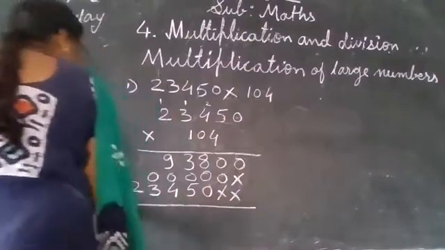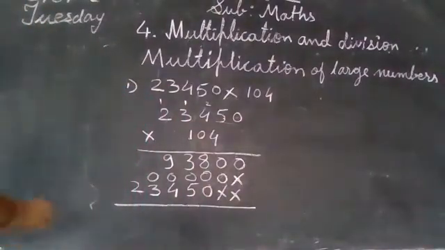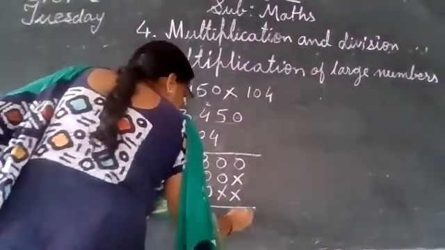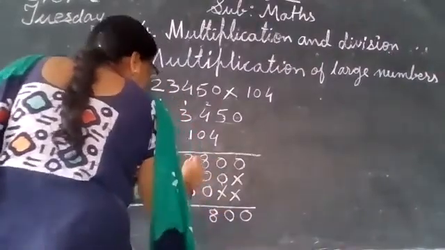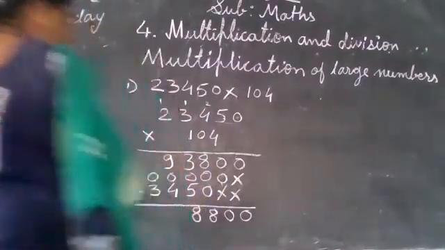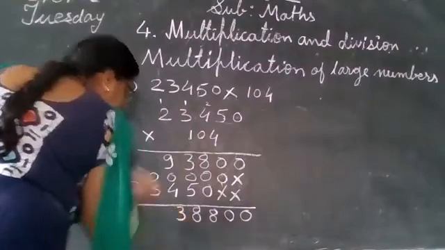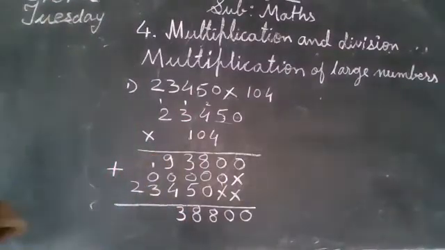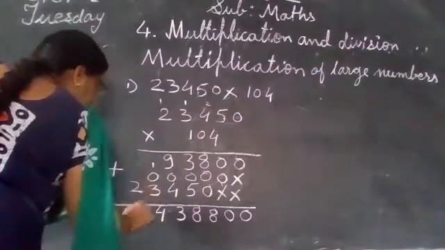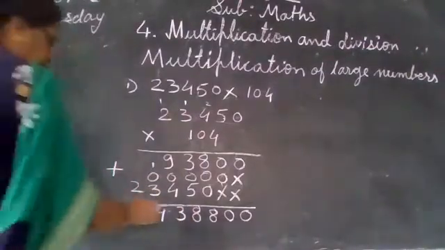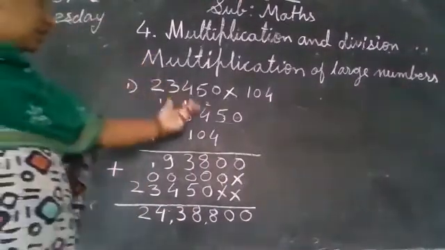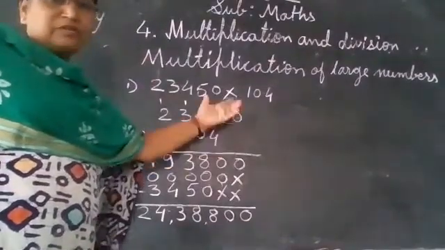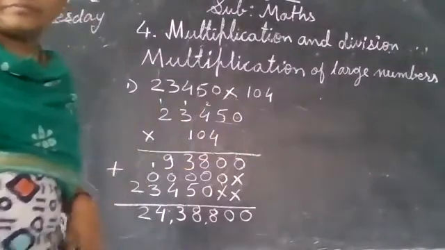Okay, so what to do after this? We will add all these things. 0, 0 plus 0, 0, 8 plus 0, 8, 5 plus 3, 8, 9 plus 4, 13, carry over 1, 1 plus 3, 4 and only 2. So it is the answer. Got it, beta? In this way, you can multiply 4-digit numbers, 5-digit numbers. Okay.